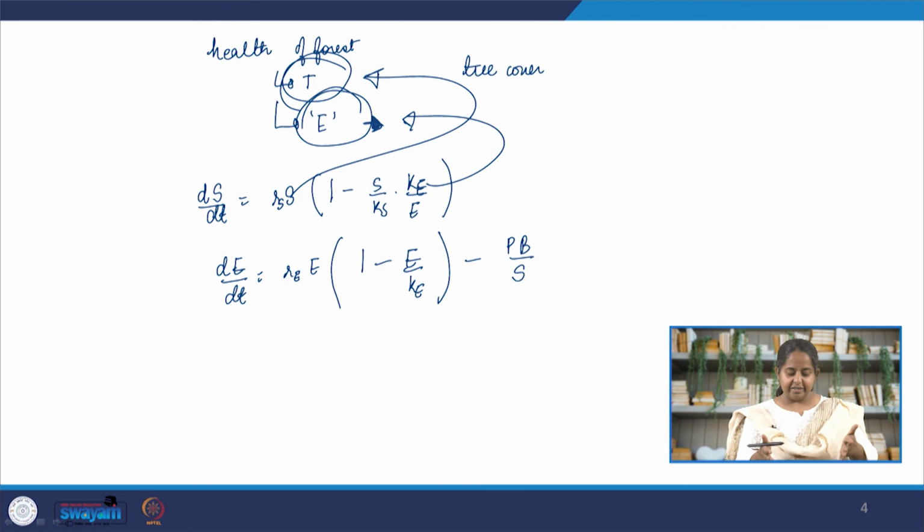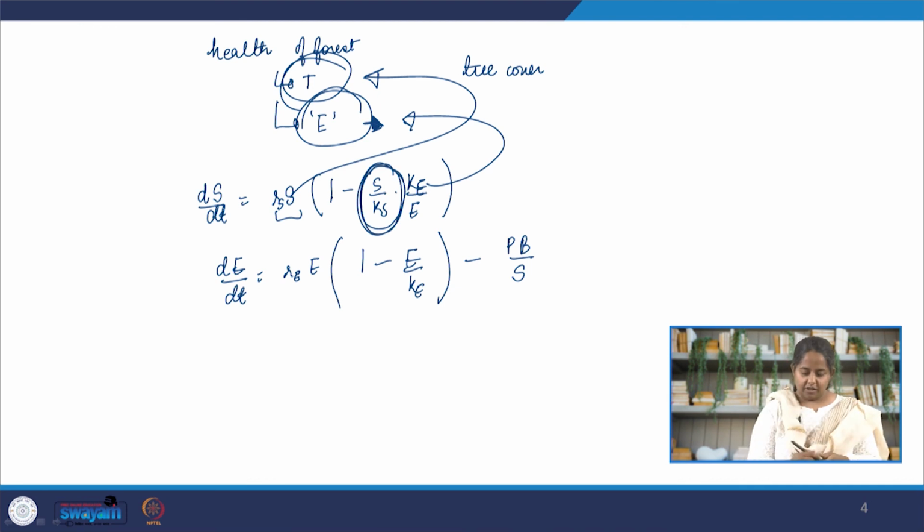Now if you look at this system, dS/dt should remind you of something about the logistic system. So here we have the exponential growth rate. Here we have a logistic term which is telling me that the forest can support only so much spruce tree cover. So the spruce trees cannot continue increasing in number endlessly.